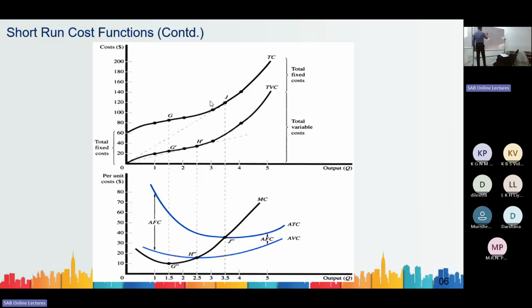We can show it in the graph as well. The vertical difference between total cost and total variable cost is total fixed cost.